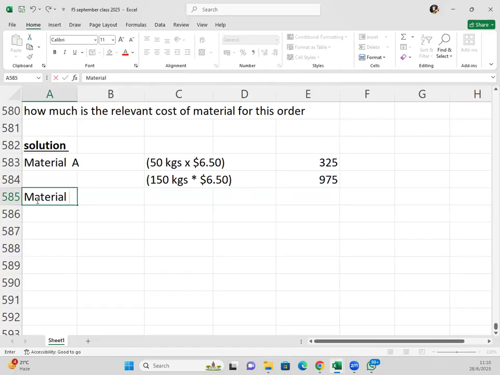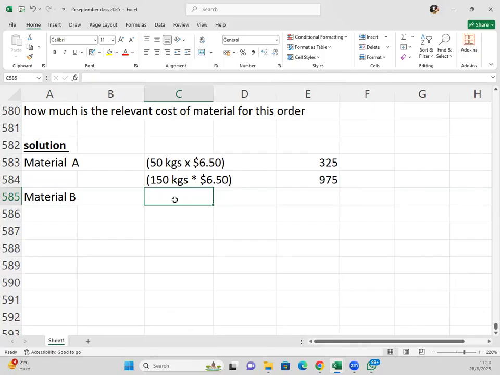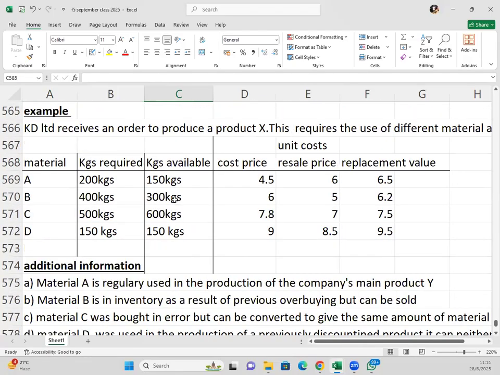From material A, we have material B. So for material B, how many units do we require? So for material B, we need 400 kgs. And we have 300 kgs. So the same thing, do we have the material in inventory? So it means in inventory, the material that we have is not enough. So there are 100 kgs which are not there. So we need 400, but we have 300.